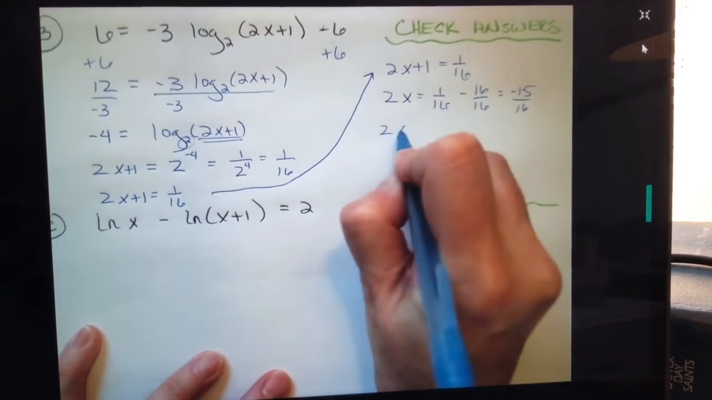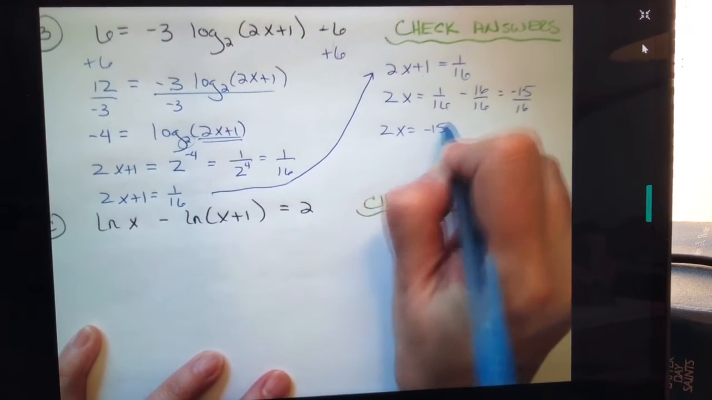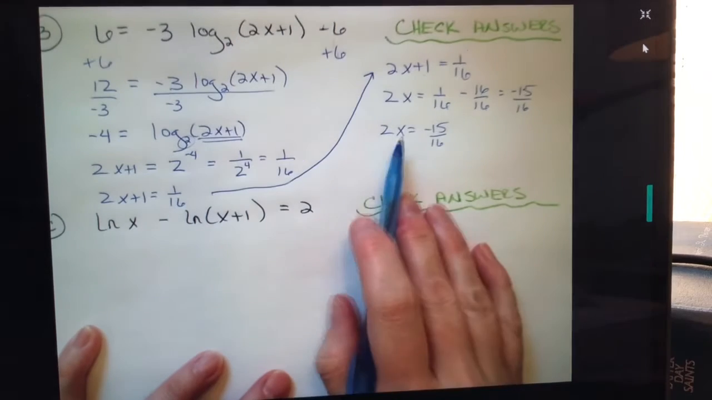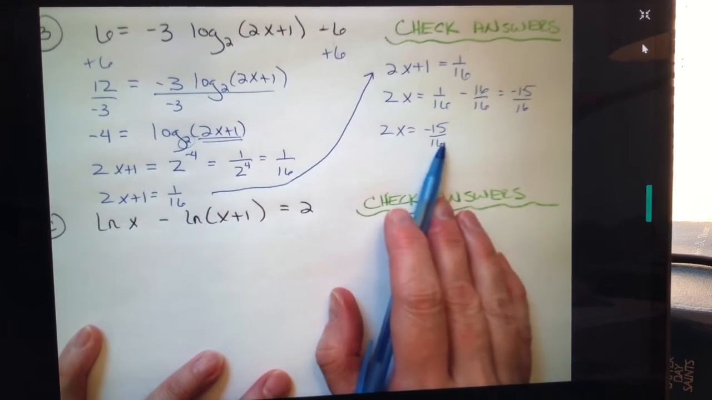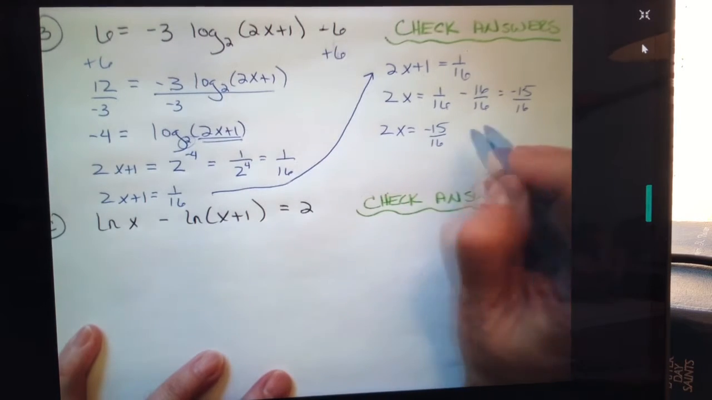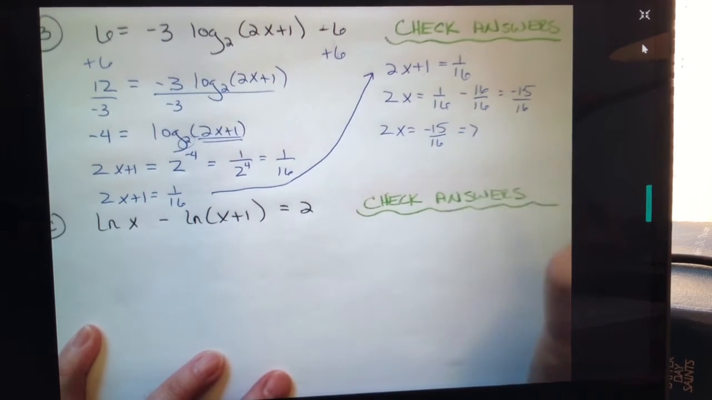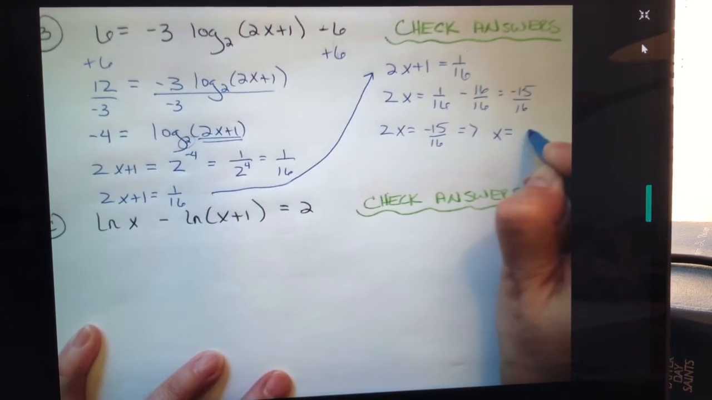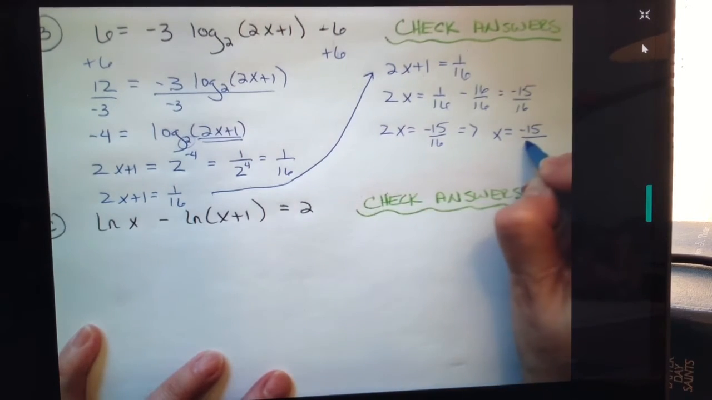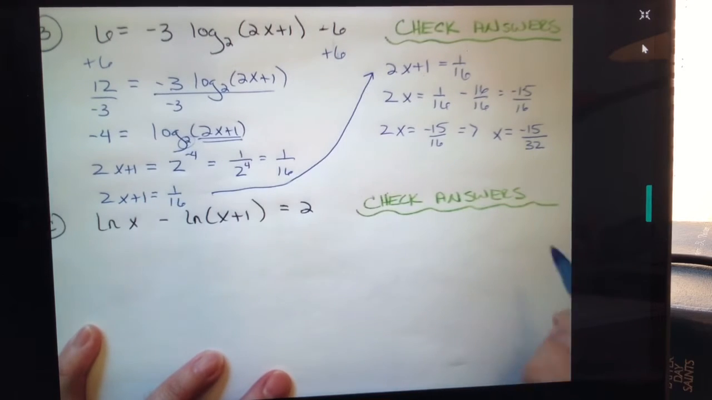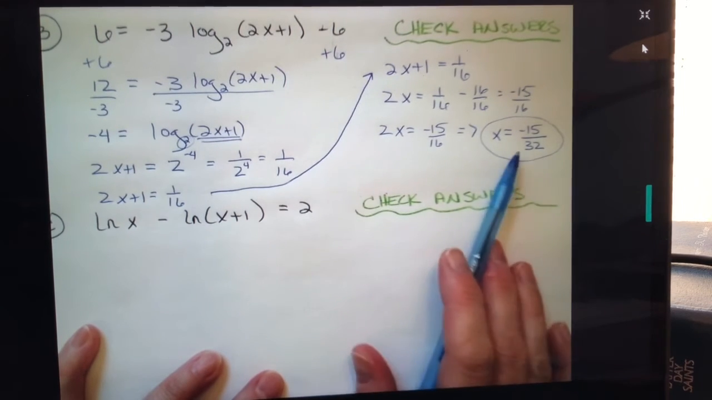So 2x equals minus 15/16. If I divide both sides by 2, that has the net effect of dividing by a 2 here in the denominator. So if I do that, I'm actually going to get that x equals a negative 15, and I'll have 2 times 16 down there, which is 32. So this is what I have gotten for x. The question is, is it allowed? I need to check that.